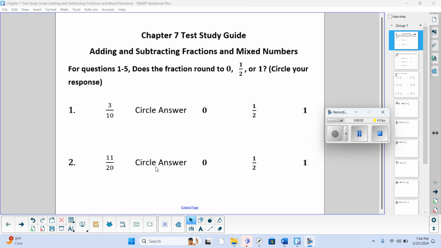Okay, let's begin the study guide. For questions 1 to 5, it says, does the fraction round to 0, 1/2, or 1? Circle your response. So 3/10.